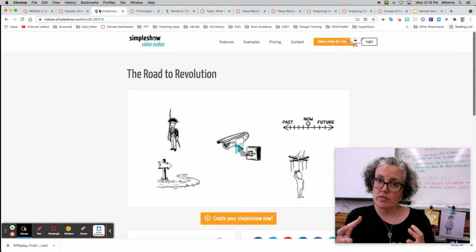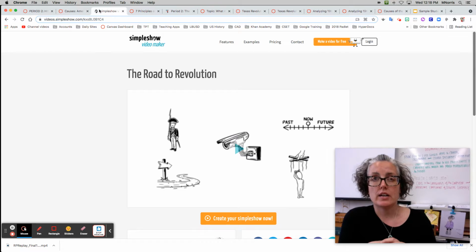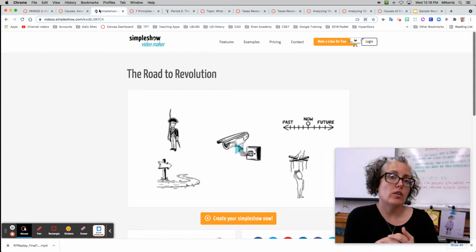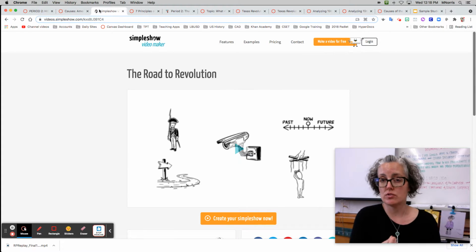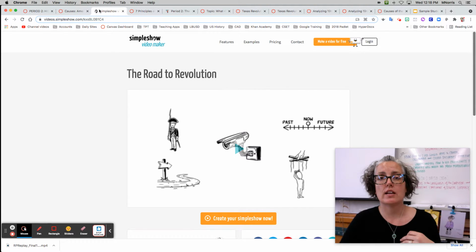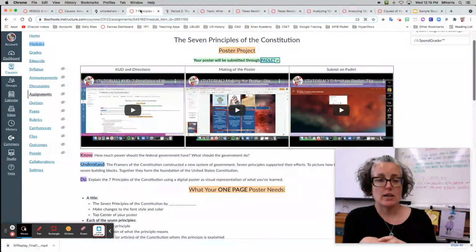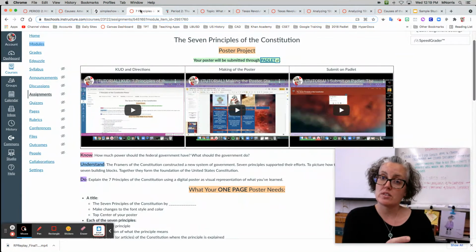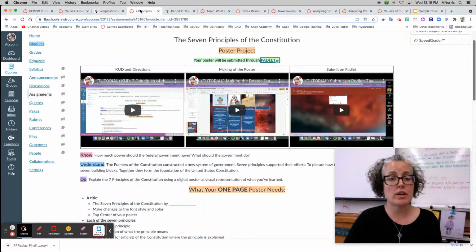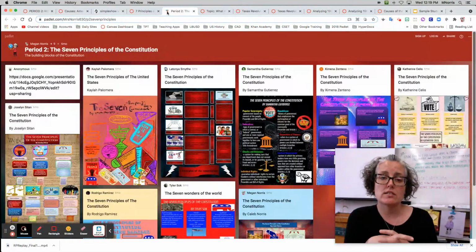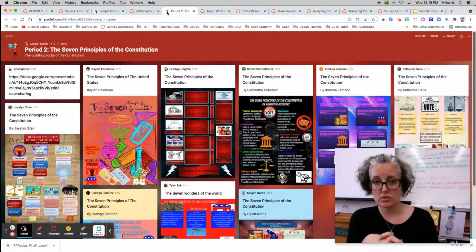After the American Revolution, we obviously have the challenge of creating a new government completely from scratch, and from that new government came the Constitution. So we talked quite a bit about the Constitution and what it means and the rights that it gives us as American citizens. We did cover the 7 principles of the Constitution, and we had a pretty interesting activity where we created a poster about the 7 principles of the Constitution.